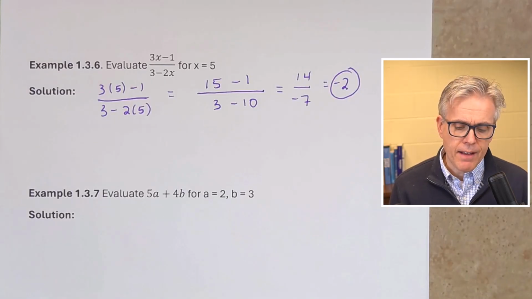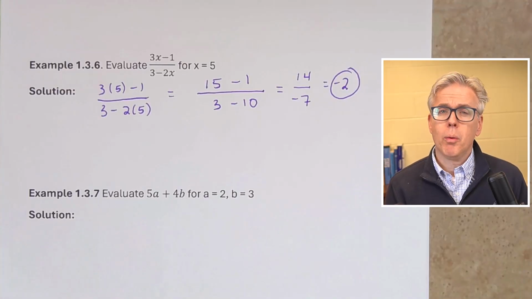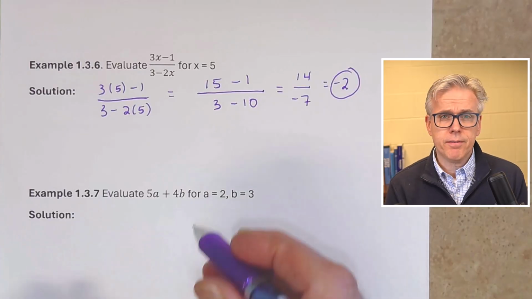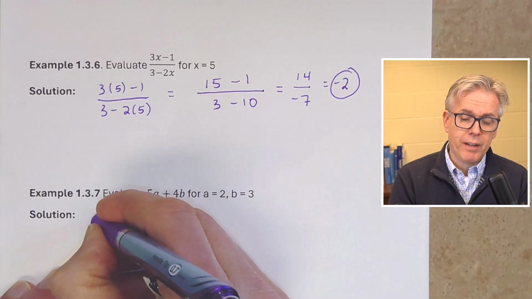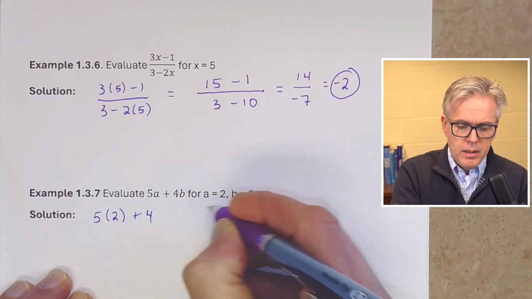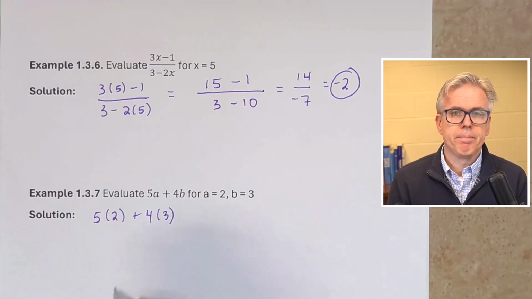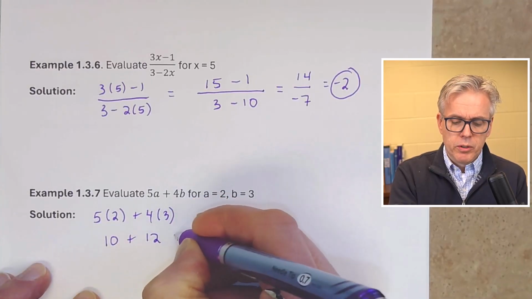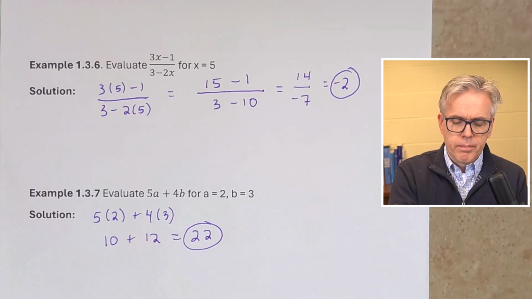Okay, evaluate 5a plus 4b for a equals 2 and b equals 3. So the one slight difference here is that we have two unknowns, two variables, a and b, and they're both given values. And so we can still go ahead and do this fairly easily. A is 2, so wherever I see an a, I'm going to put a 2. So 5 times 2 plus 4 times b, in this case b is 3. So 5 times 2 is 10, plus 4 times 3 is 12, and I get 22.